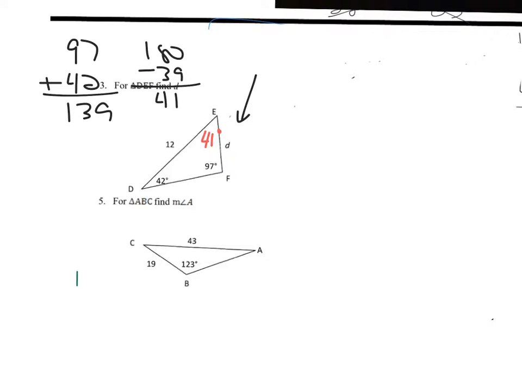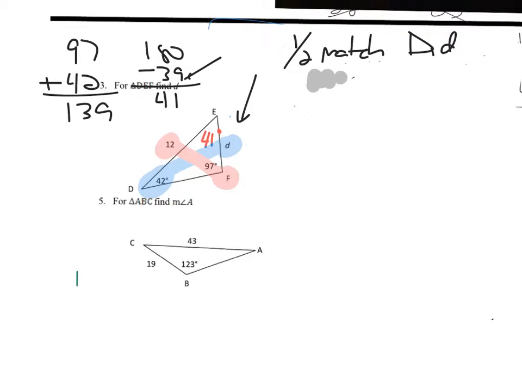So next I'm going to try to use the law of sines. Here, the half matching set, that's what you're solving for. So the half matching set looks like it's going to be the D's, because I'm solving for little d. And here my matching set appears to be my F's. So I have enough information to use the law of sines.